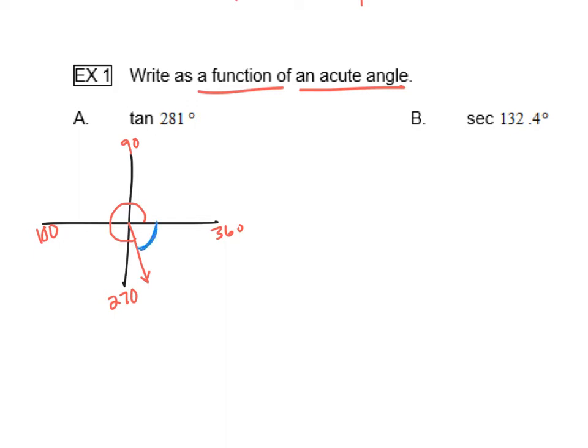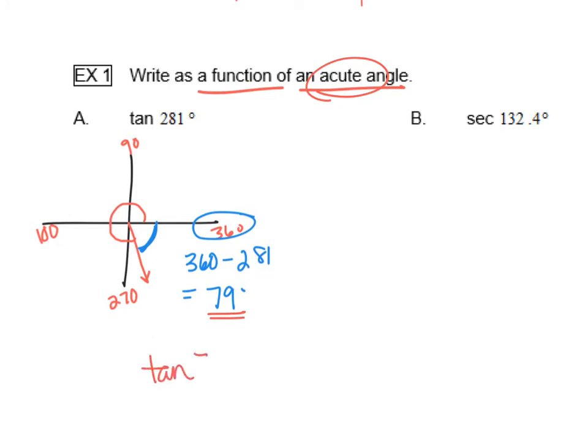So we connect to the x-axis. To figure out what this is, we're going to take the value at the x-axis, 360, subtract out our angle, 281, and that's going to give us 79 degrees. So the acute angle is going to be the 79 degrees. So we're going to say tangent of 79 degrees.